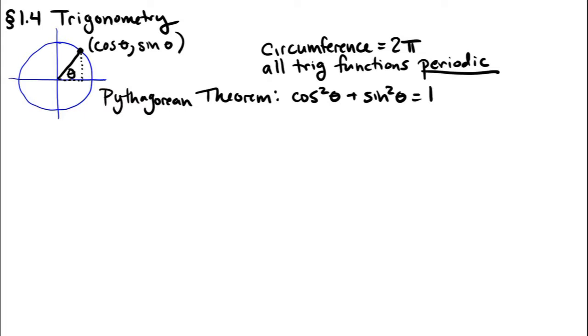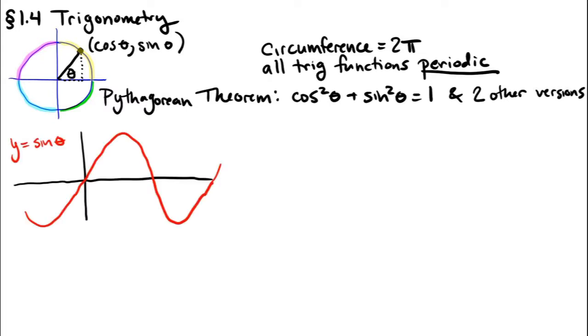This is a fundamental trigonometric identity, and you can get 2 other versions from this by dividing by cosine squared or by sine squared. The unit circle has 4 quadrants. Looking at the different quadrants will help us understand what's going on in the graphs of sine and cosine.